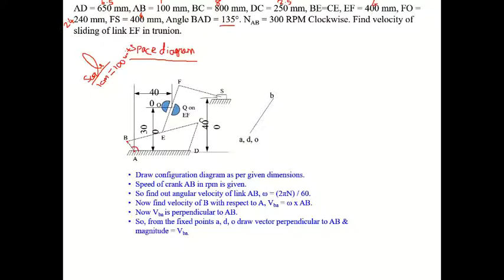Take your compass. BC length is 800 mm, that is 8 centimeter. We have scaled it like that. Actually 800 mm would mean 80 centimeter, but here we have scaled it like 1 centimeter equal to 100 units.